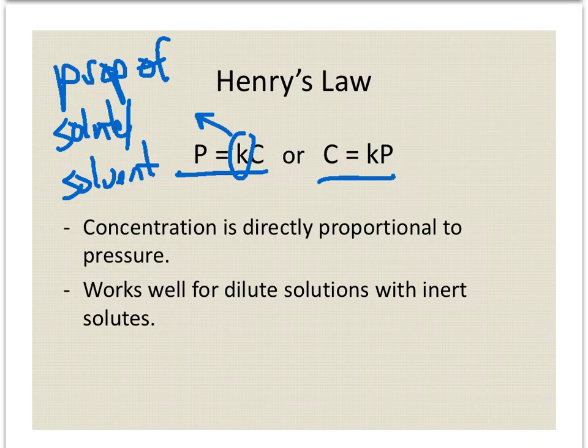Now, whether you write it P equals Kc or C equals Kp, the only difference is going to be the units of the Henry's law constant. In this first version on the left, K is going to have the units of pressure per concentration. On the one on the right here, K would have the units of concentration per pressure. And it really doesn't matter which one you use. Again, it's a linear relationship, a direct proportionality here. Now, there is a limit to Henry's law.